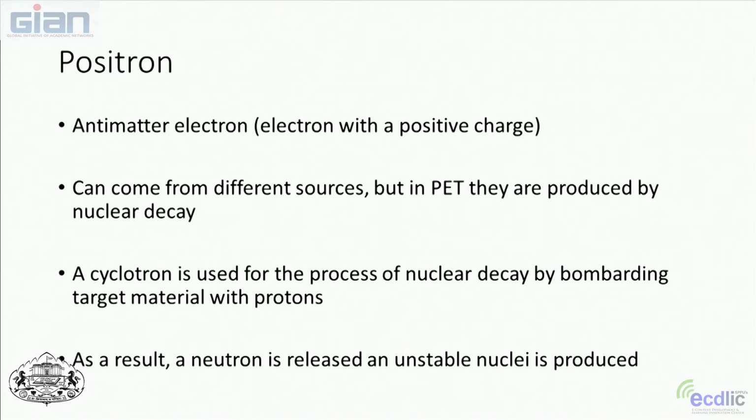It can come from different sources, but in PET specifically, they're produced by a nuclear decay process. To make these positrons and to make them on tracers, a cyclotron is used. It's used for the process of nuclear decay by bombarding a target material with protons. So it's actually a pretty complex method that's used to produce these tracers. As a result, a neutron is released and an unstable nuclei is produced, and this is the positron.